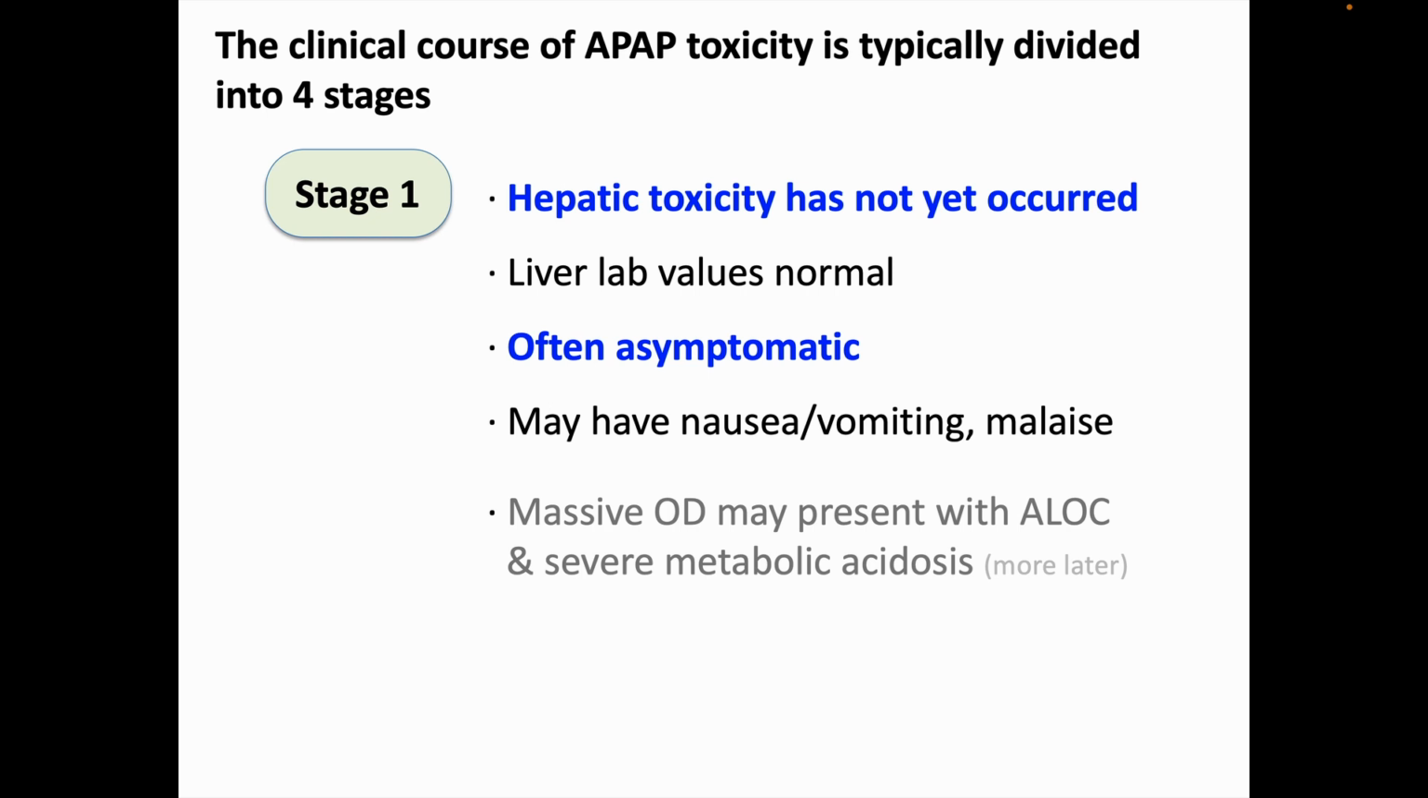Some patients in stage 1 can have nausea, vomiting, and malaise, but stage 1 is typically rather benign, and many patients never progress beyond this stage and will recover without incident. Now, there is a possible exception in patients with a massive acetaminophen overdose of many grams. These patients can present shortly after ingestion with an altered level of consciousness and severe metabolic acidosis. We're going to cover this atypical presentation in a separate video since it brings up the topic of potentially using fomepizole as an antidote for acetaminophen toxicity, which is a recent development since the 2010s.